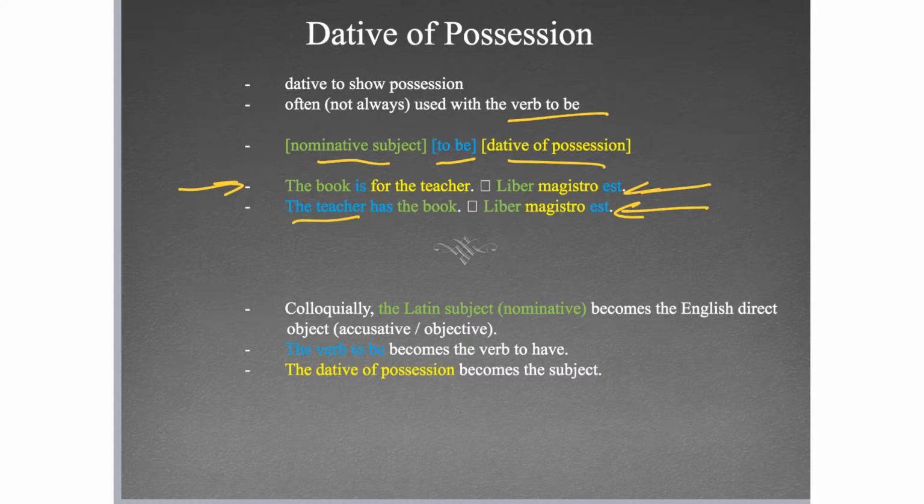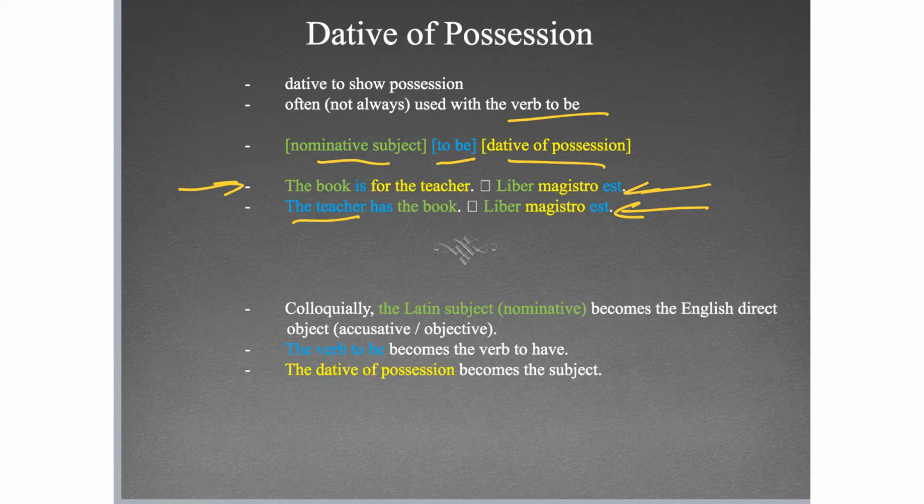So the teacher, remember magistro is my dative, so the teacher has the book. So has gives us the possession. Has, of course, indicates possession. Dative becomes the subject. Verb to be becomes has or have, some form of the verb to have. And then the subject becomes the object of that verb have. All right. So either one is fine.